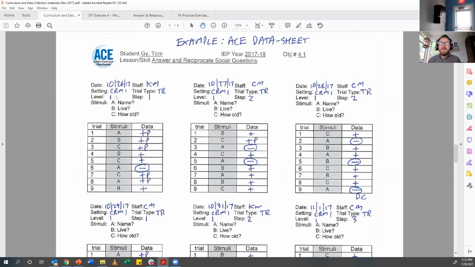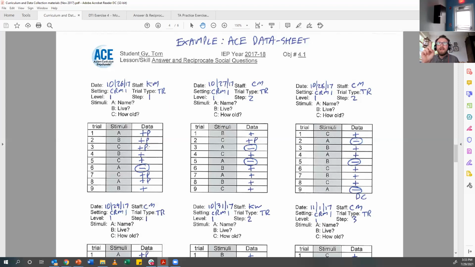Okay, KM is implementing this teaching session. Again, we're in classroom 1. The trial type is a training trial. Again, we're at prompting step 1. Okay, we're at a 2-second delay. 2-second verbal delay, again, asking the same 3 questions. You can see that in this teaching session, the student has a mixture of correct responses and incorrect responses.